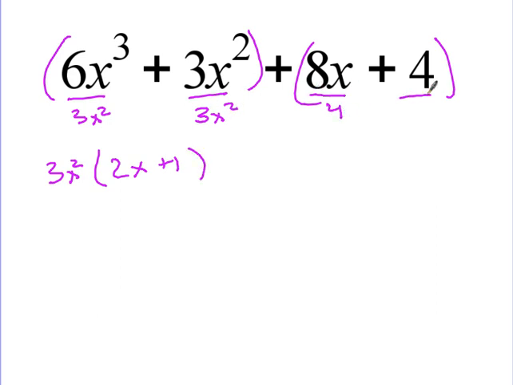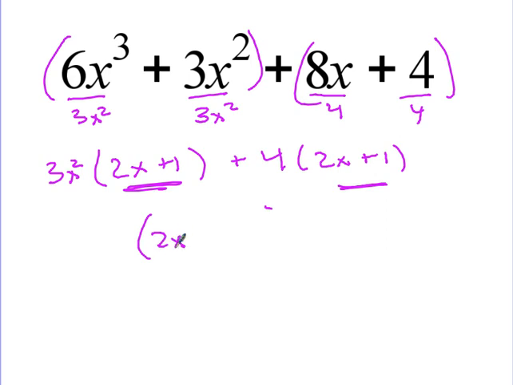Take out 4. And that's going to give me 2x plus 1 as well. That's what I need to factor out, is that 2x plus 1. And so when I factor 2x plus 1 out, I still have 3x squared plus 4 being multiplied by all of 2x plus 1. Okay?